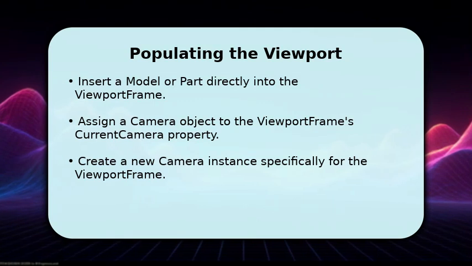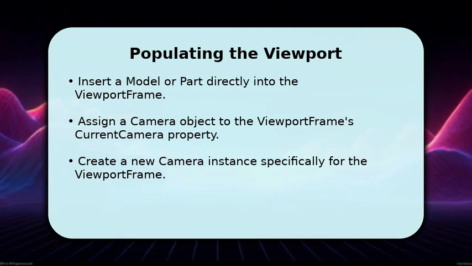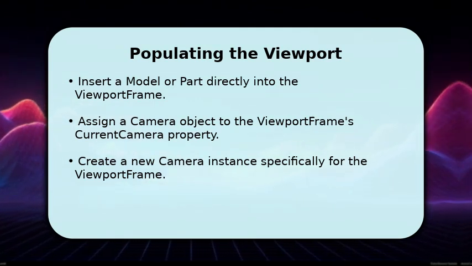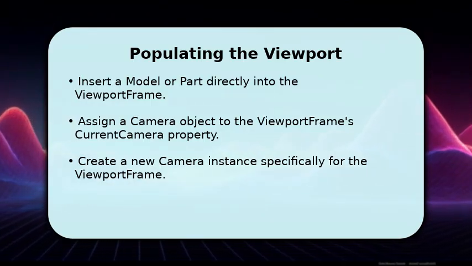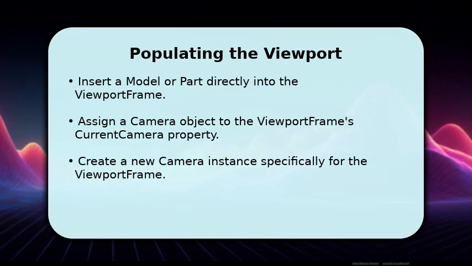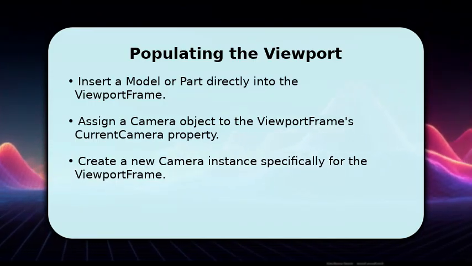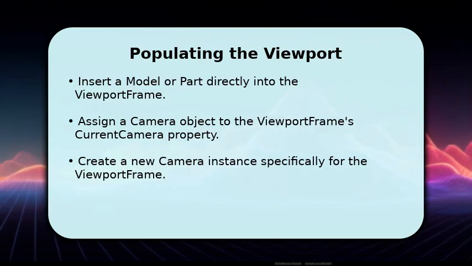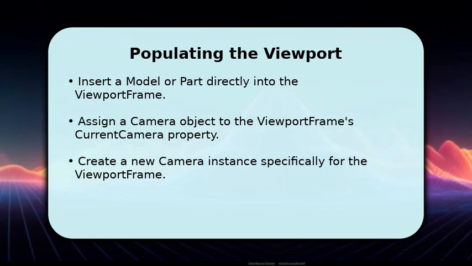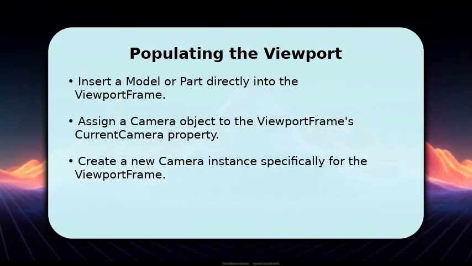Next, let's add content. Place any 3D object like a part or a model directly inside your viewport frame. Crucially, you need a camera. Create a new camera object and parent it to the viewport frame. Then, set the viewport frame's current camera property to this new camera. Position this camera to view your objects effectively within the frame.